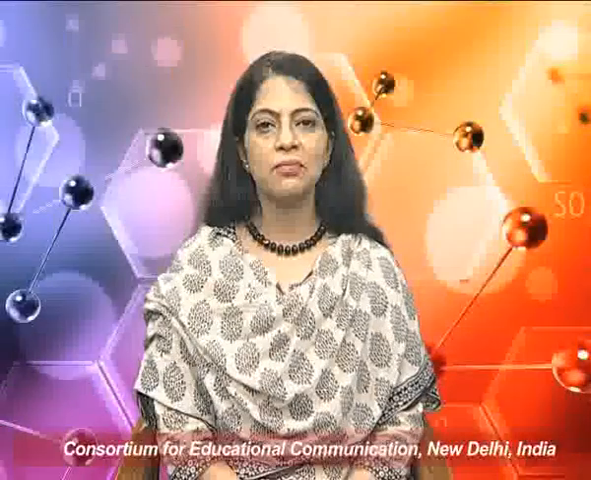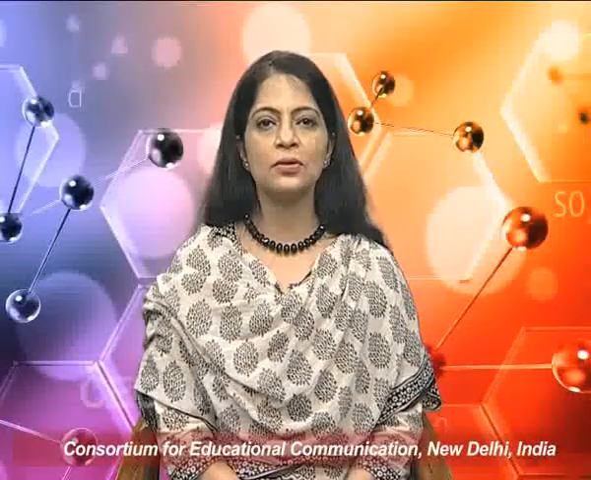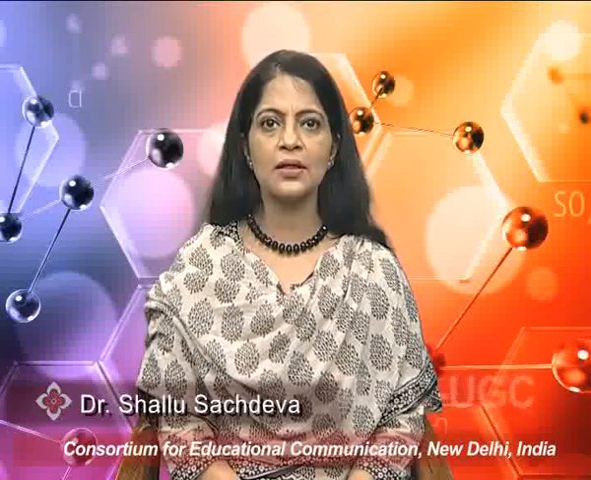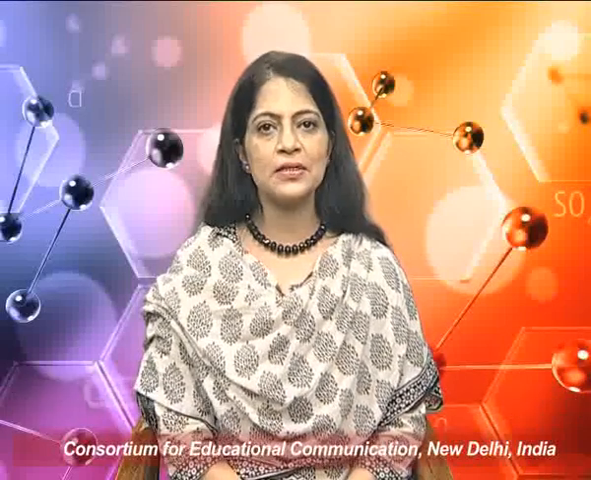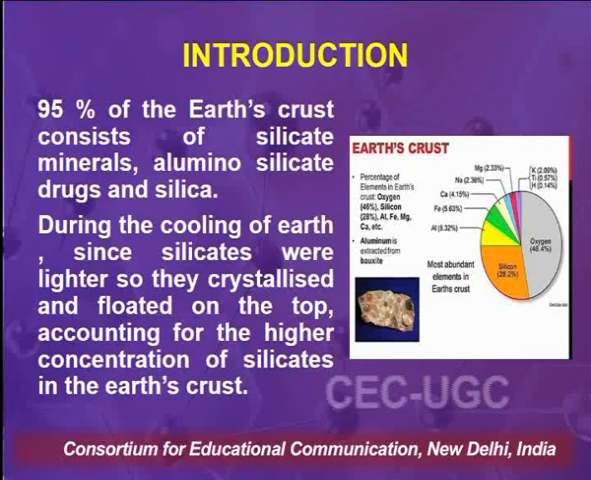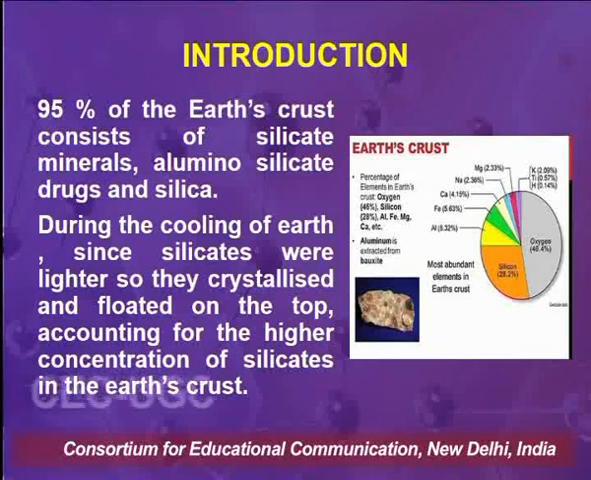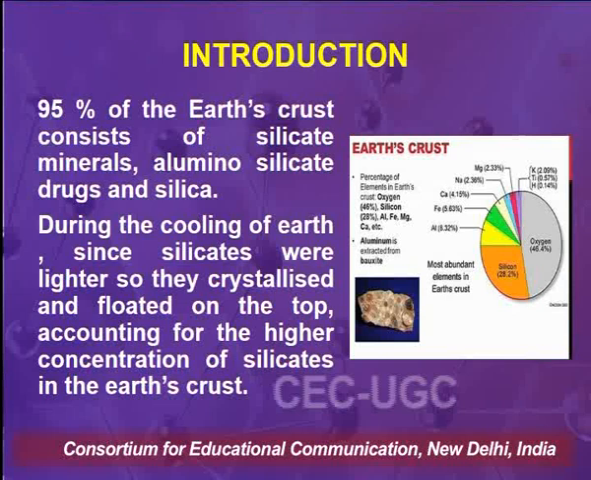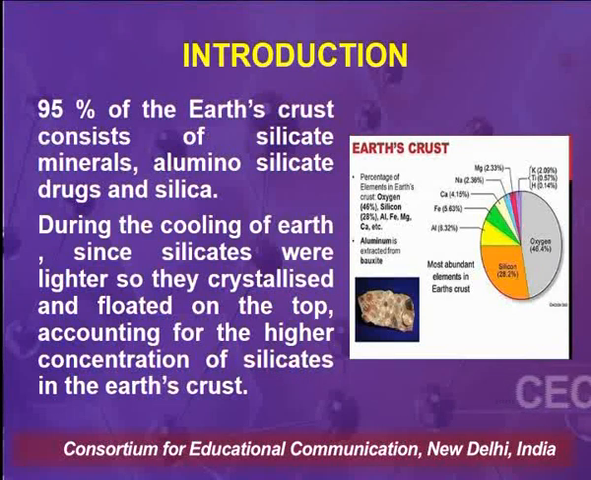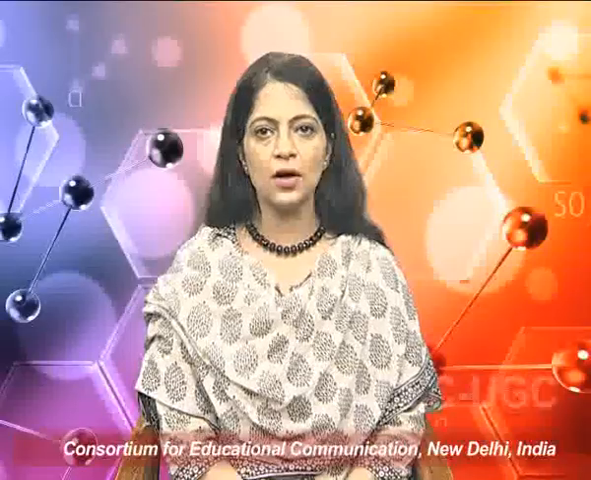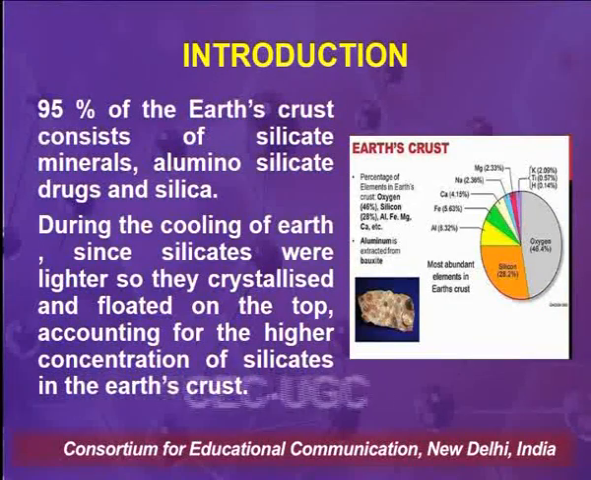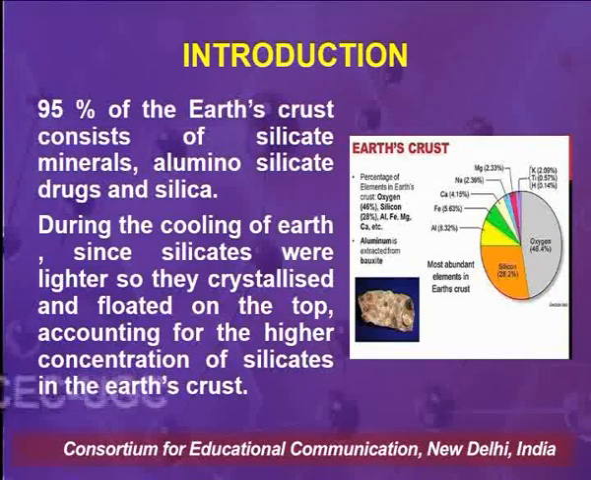Hello and welcome. In this lecture, we will be discussing inorganic polymers, to be specific, silicates as inorganic polymers. 95% of the Earth's crust consists of silicate minerals, aluminosilicates and silica. During the cooling of Earth, since silicates were lighter, they crystallized and floated on the top, accounting for the higher concentration of silicates in the Earth's crust, which can be seen in the adjoining figure showing the ratio of various minerals in the Earth's crust and on the surface.